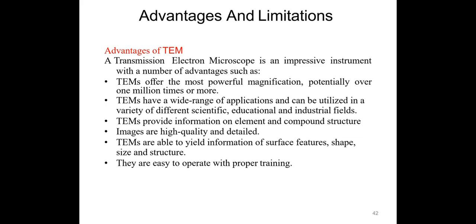Now, what are the advantages and disadvantages? A transmission electron microscope is an impressive instrument with a number of advantages. It offers the most powerful magnification, potentially over 1 million times or more. See, simply we get the most powerful magnification.